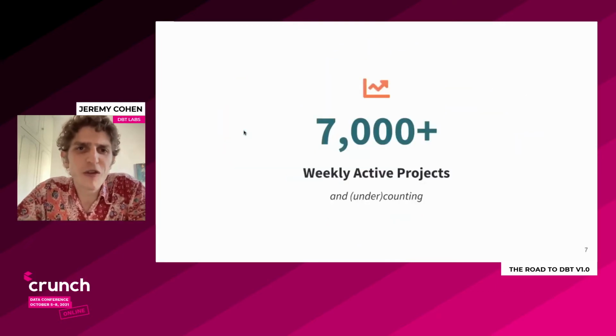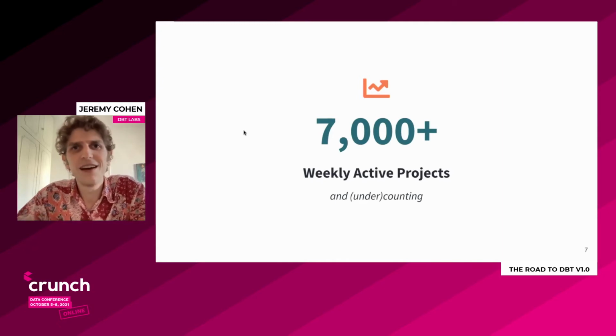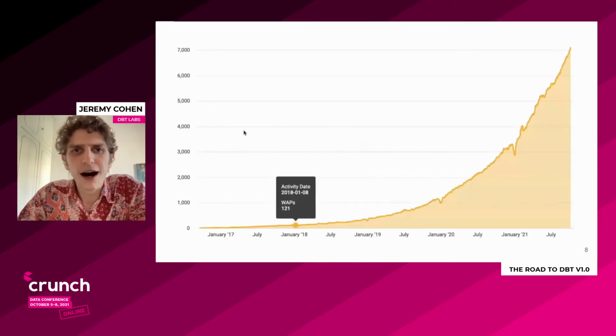There's just over 7,000 weekly active projects using DBT every single week. This is effectively our proxy for how many companies, organizations, groups, teams are getting a lot out of using DBT, and it's almost certainly an undercount, as with everything else in anonymous usage tracking of open source software. So we just hit the 7,000 mark.